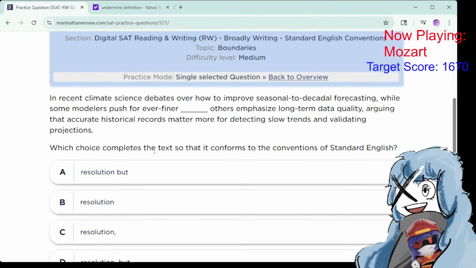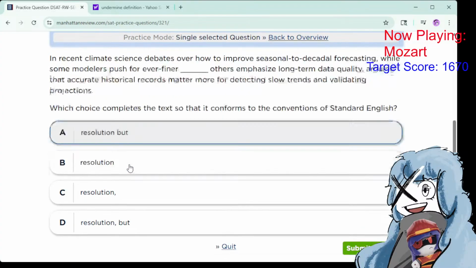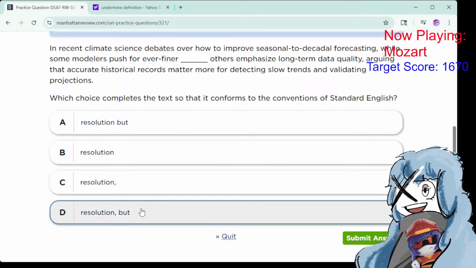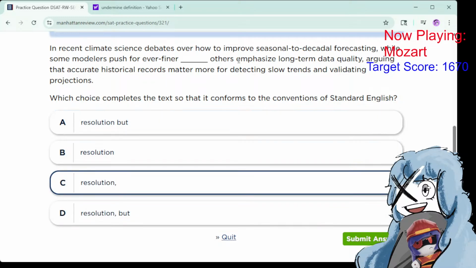In recent climate change debates about how to improve seasonal to decadal forecasting, while some models push for ever finer resolutions, others emphasize. Yes, you see.